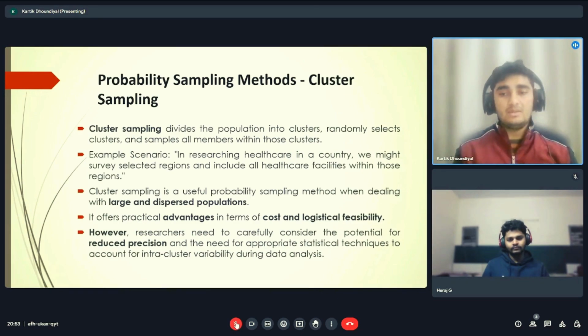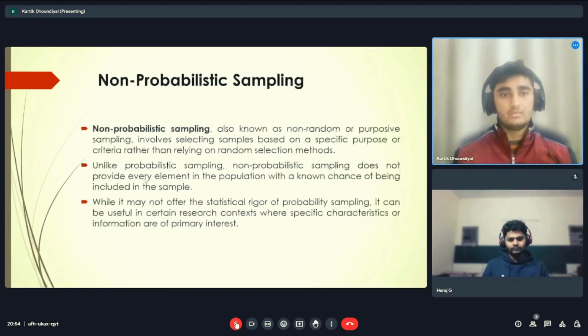It is a method that embraces the complexity of large and dispersed populations. Picture researching healthcare in a country by surveying selected regions and including all healthcare facilities within those regions. It's a practical choice, offering advantages in cost and logistics, but it comes with its own set of challenges, like reduced precision, and researchers must employ sophisticated statistical techniques to account for the intra-cluster variability during the data analysis. Now on to Hiraj.